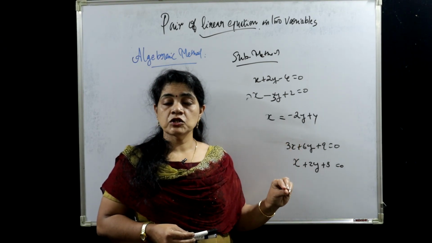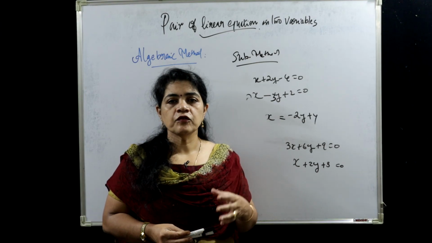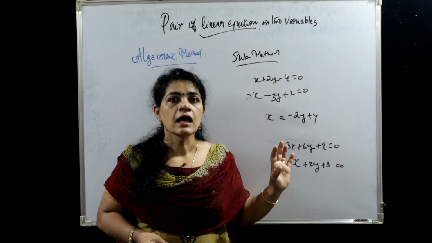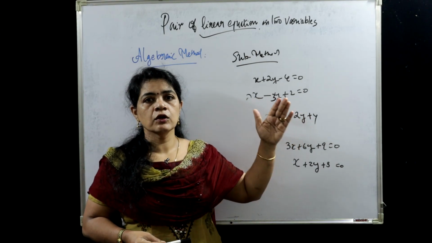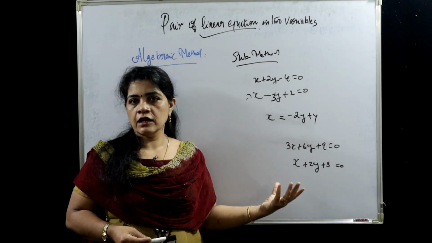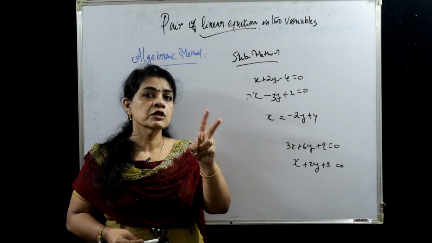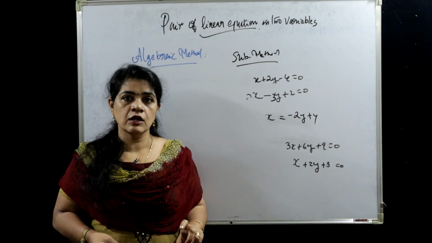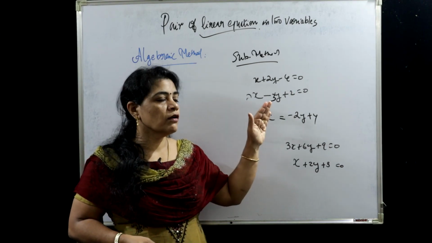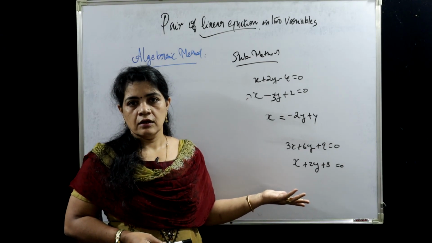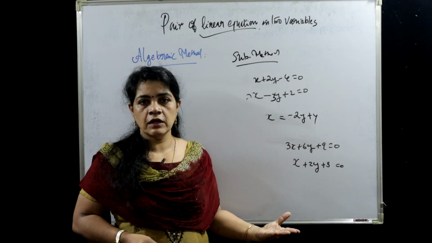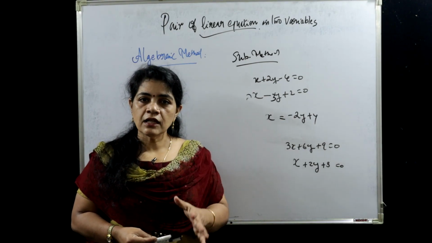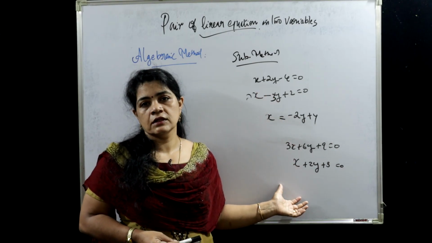And the main application of this solution, see children: if we get a word problem, in order to find two unknown values, you can easily form the equations by reading the context. You can express that context as a pair of linear equations in two variables, and in order to get their values, you solve using any one of these methods. That is the application. So if word problems come in the examination, you form the pair of linear equations in two variables, and to get their values you can apply any one of these methods.